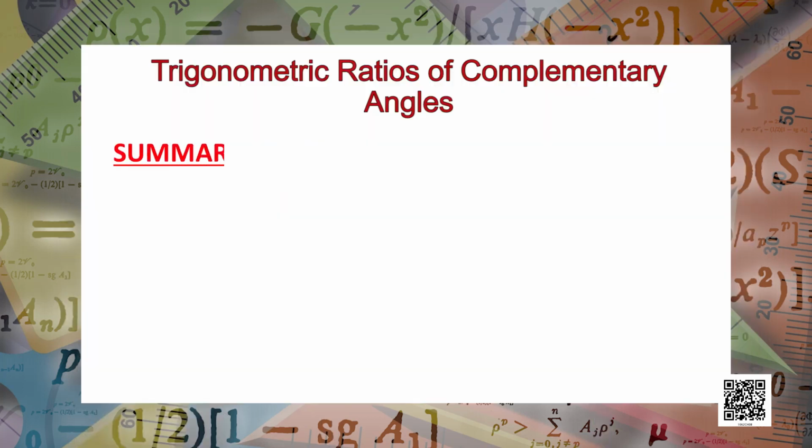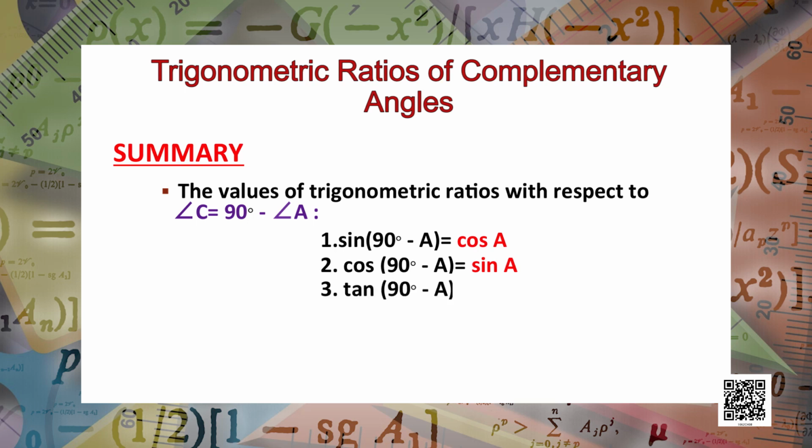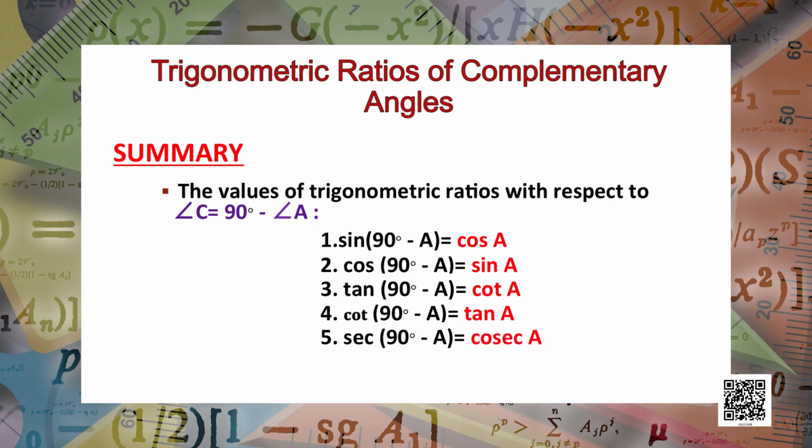Let us quickly recapitulate what we have studied today. The values of trigonometric ratios with respect to angle C, where we have considered angle C as 90 degree minus angle A. So sine of 90 degree minus A is what? Cos A. Cos of 90 degree minus A is what? Sin A. And tan of 90 degree minus A is what? Cot A. Cot of 90 degree minus A is tan A. Secant of 90 degree minus A is cosecant A. And cosecant of 90 degree minus A is secant A.